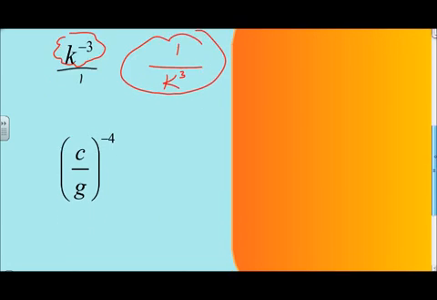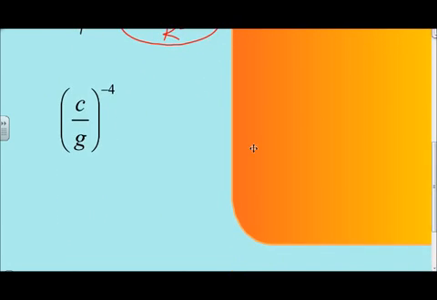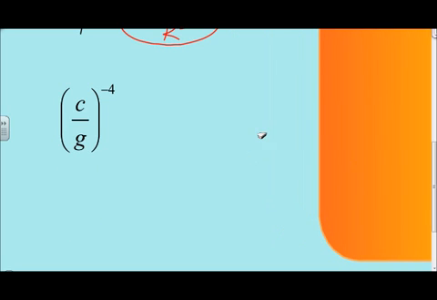Okay. So basically we're going to move. Let me show you the move in this one, and then after I show you the move, I'll show you a shortcut. First order of business, we're going to rewrite this. We're going to apply that minus 4 to the c on top. We're going to apply that minus 4 to the g on the bottom.